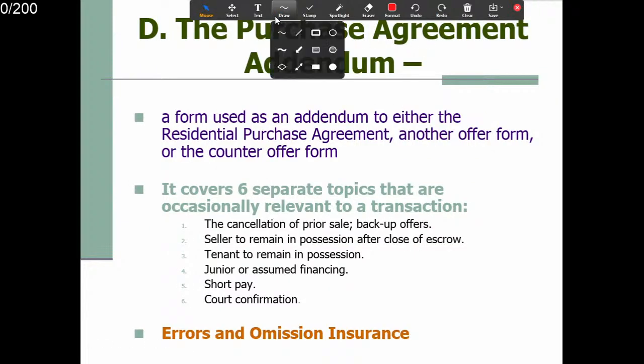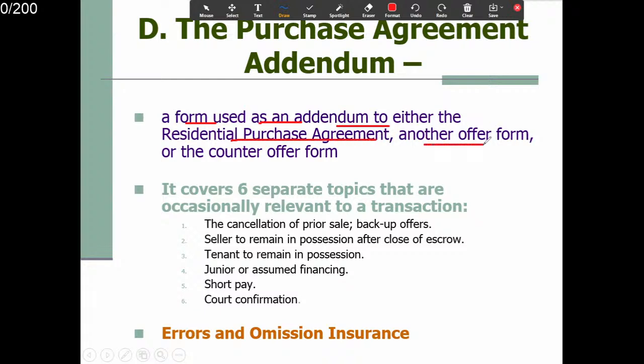Purchase agreement addendum. Okay. 怎么去改良你这个协议？Okay, you could change the purchase agreement with the addendum. It's a form used as an addendum to either the residential purchase agreement or any other offer form or the counter offer form. Okay, it covers 6 separate topics relevant to the transaction. Okay, cancellation, backup offers, seller to remain in possession, tenant to remain in possession, junior financing, short pay, court confirmation. Anything that adds to it, okay?